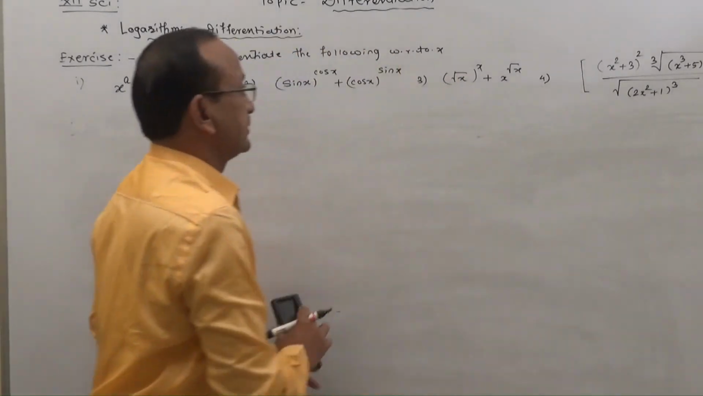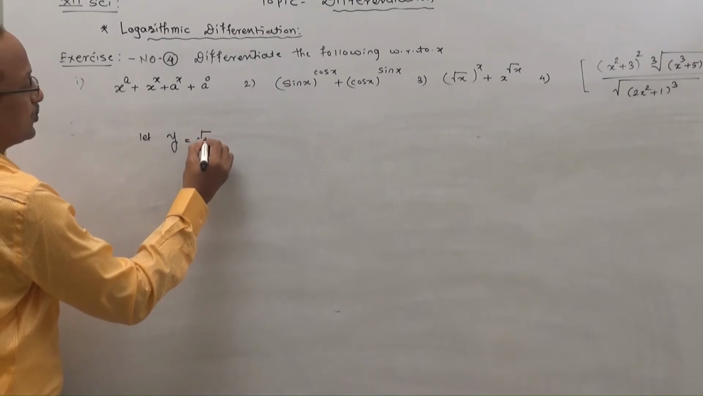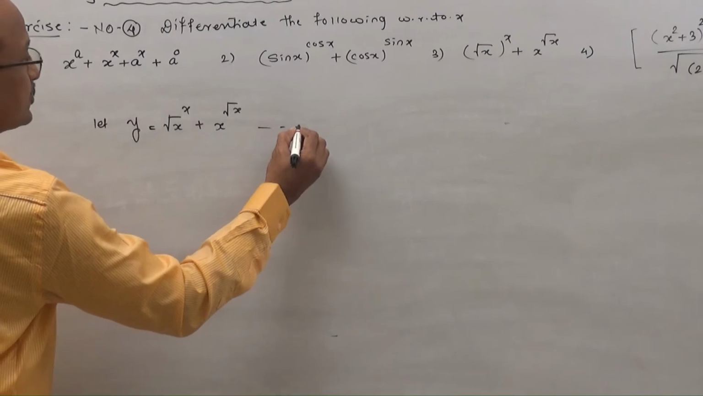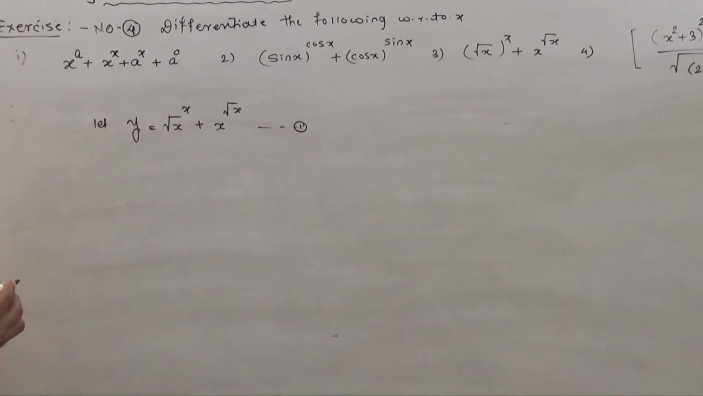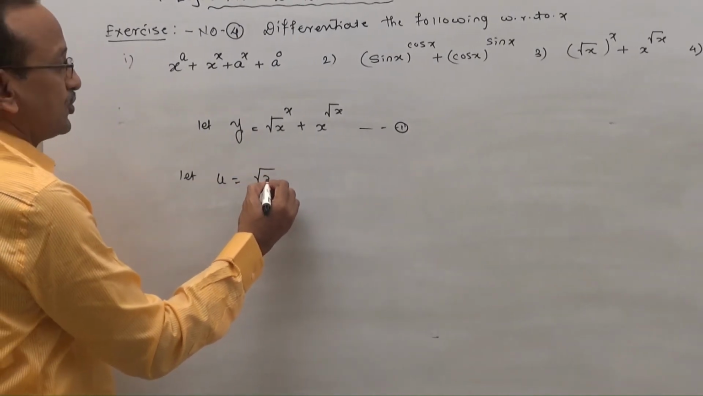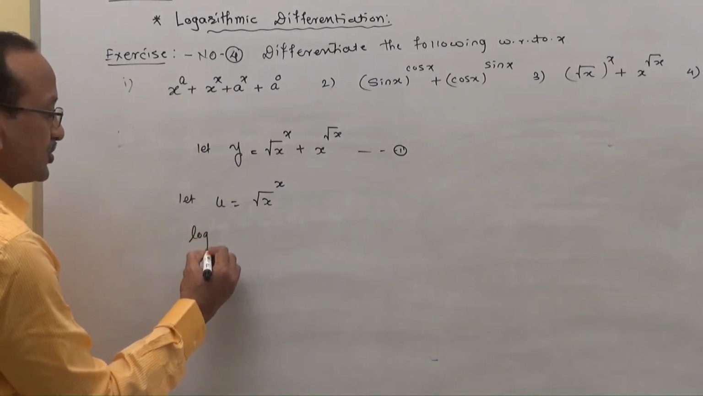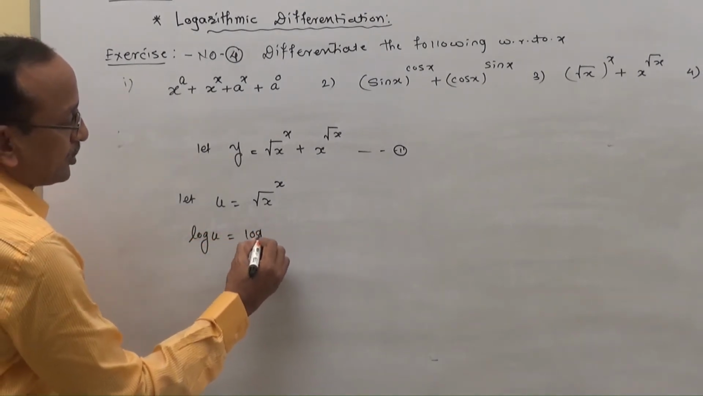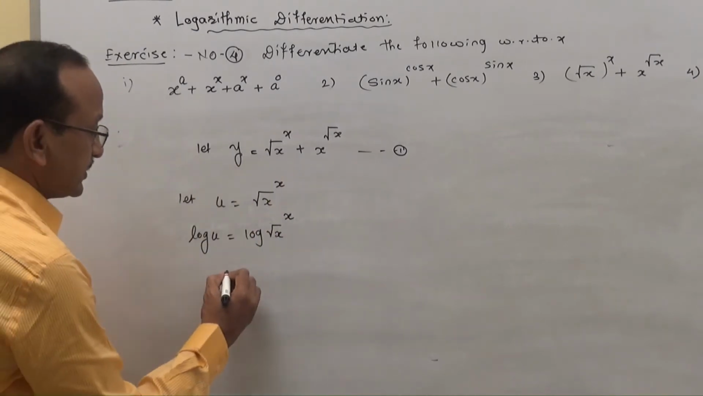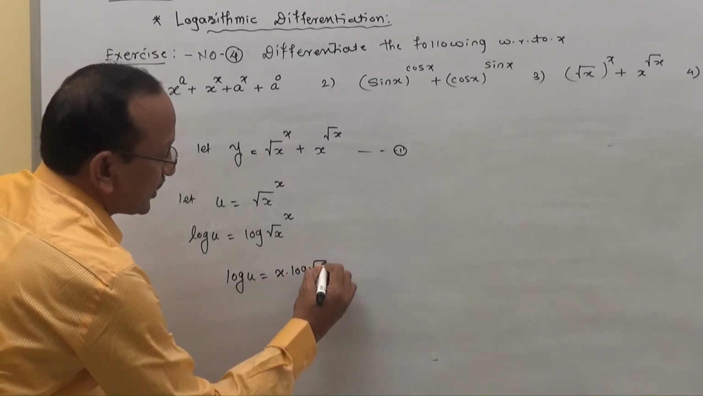Consider the third example. Let y is equal to root x raised to power x plus x raised to power root x. Give number 1 here. Now let us consider u is equal to root x raised to power x. Then taking log on both sides, log u is log of root x raised to power x, which is log u is equal to x times log of root x.